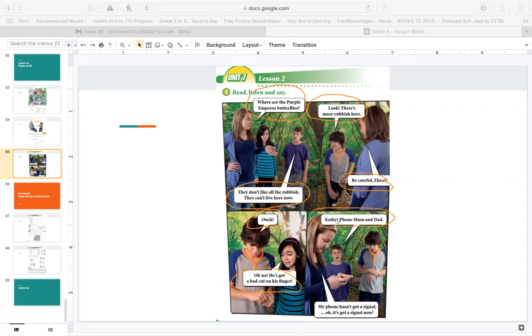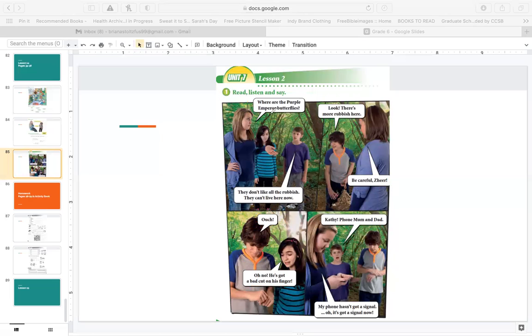"Kathy, phone Mom and Dad." Kathy says, "My phone hasn't got a signal." "Oh, it's got a signal now." So in this story, they are picking up the rubbish. Why are they picking up the rubbish? They want to make the Burton Wood beautiful again. What happens to Zir? He says, "Ouch!" He has a bad cut on his finger. So what do they do? Of course, they phone Mom and Dad.